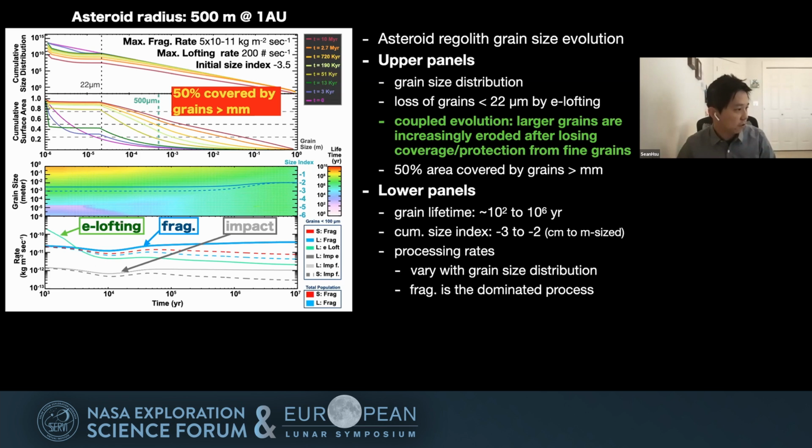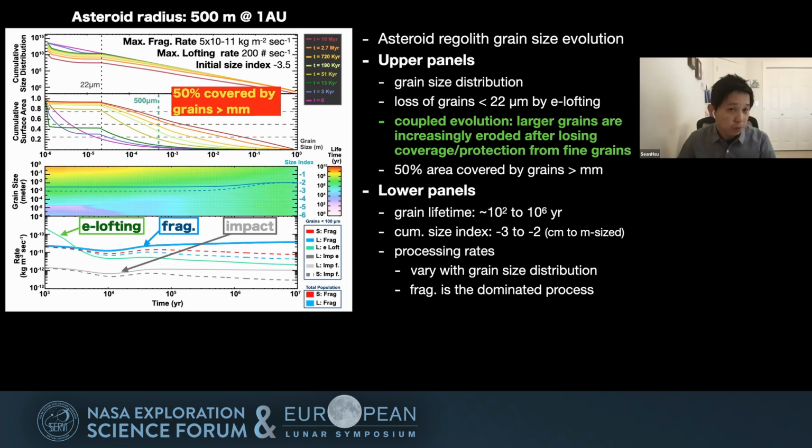You can see in the first few thousand years, electrostatic lofting removes a lot of fine-grained materials and starts shaping the size distribution, at least for grain sizes below 22 microns, which is the range that can be affected by electrostatic lofting on a 500-meter body.